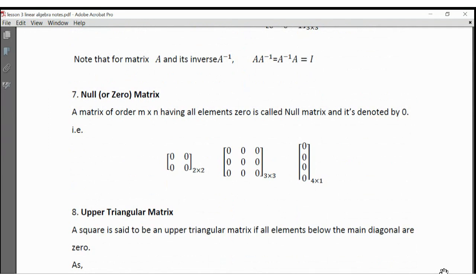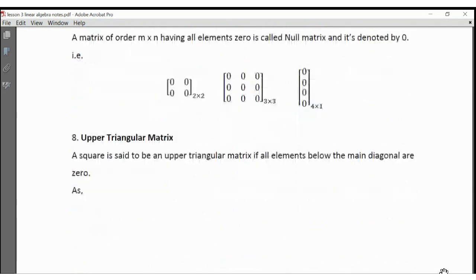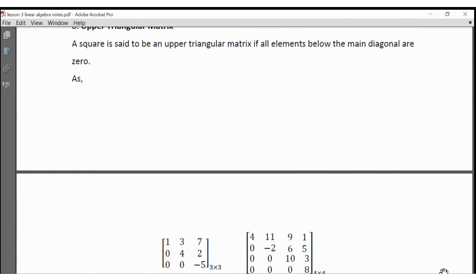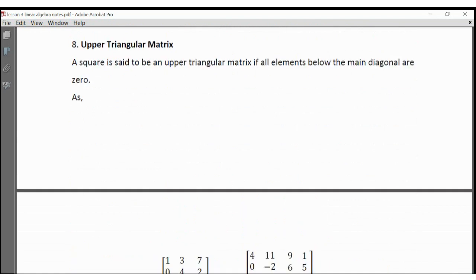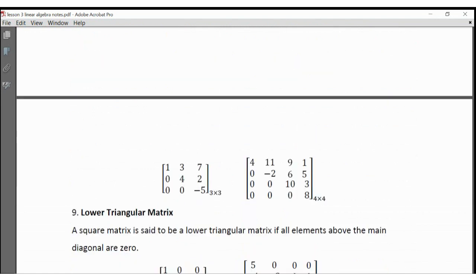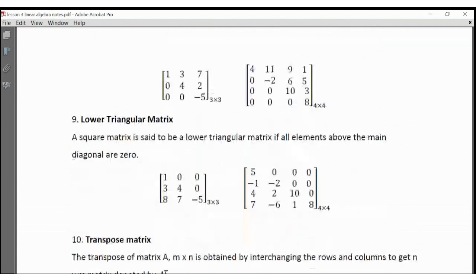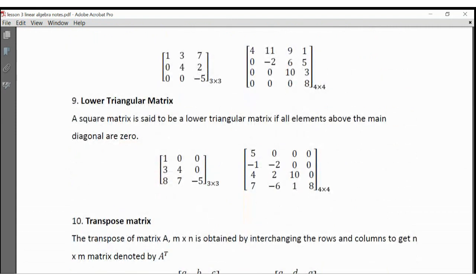We have upper triangular, just like the word. From the leading diagonal, you can see the elements on the lower side are zeros. So it's called an upper triangular matrix. It has to be a square matrix first of all. And then you have the lower triangular matrix. The upper side now is the one that has zeros, because we want the lower to have non-zero elements.